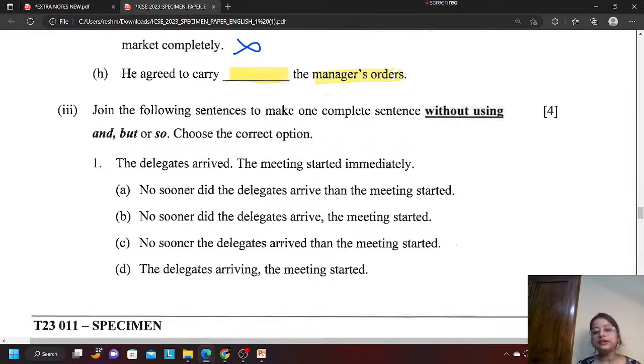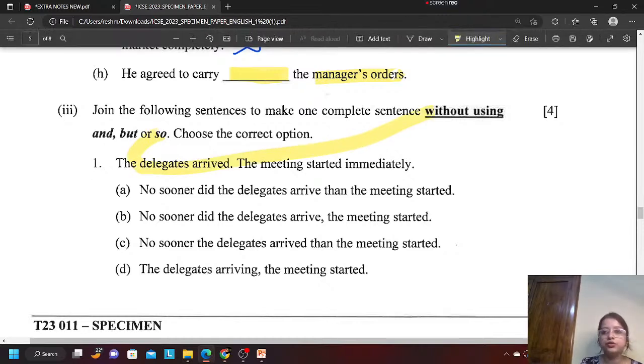Okay, one thing I will tell you, that instead of just seeing whether your answer is correct or not, also check why your answer is not correct. Right answer: out, carry out. Yours is correct, yes. Next is without using and, but, or so. If there is somebody who is a class 11 student, just forget this, because this is not coming for you. So and, but, or so we cannot use. Rest of it we can use.